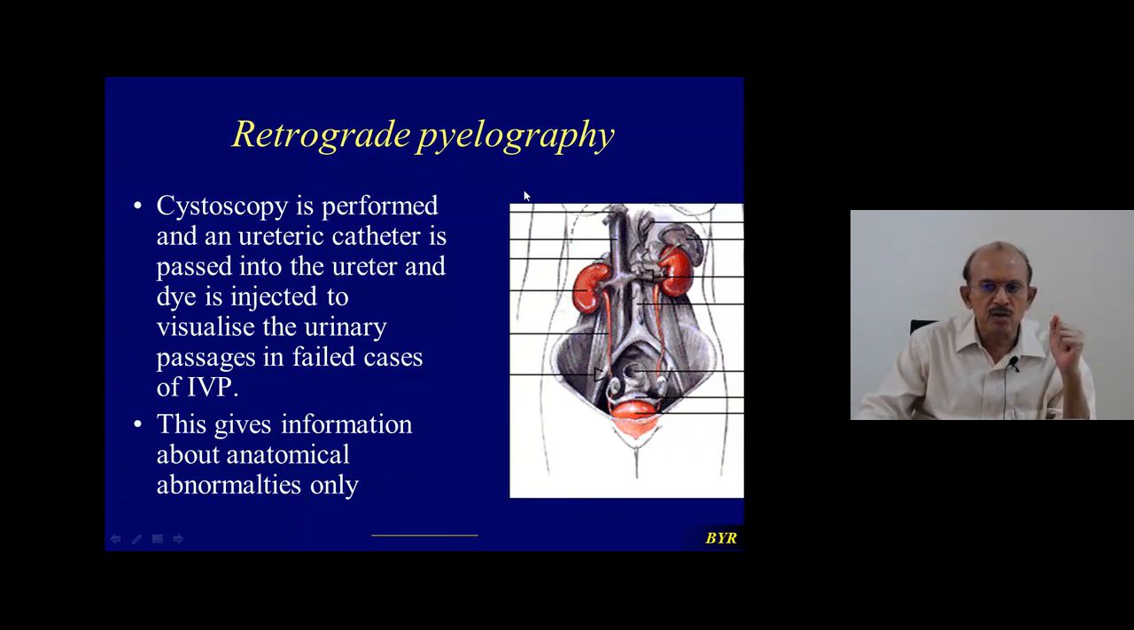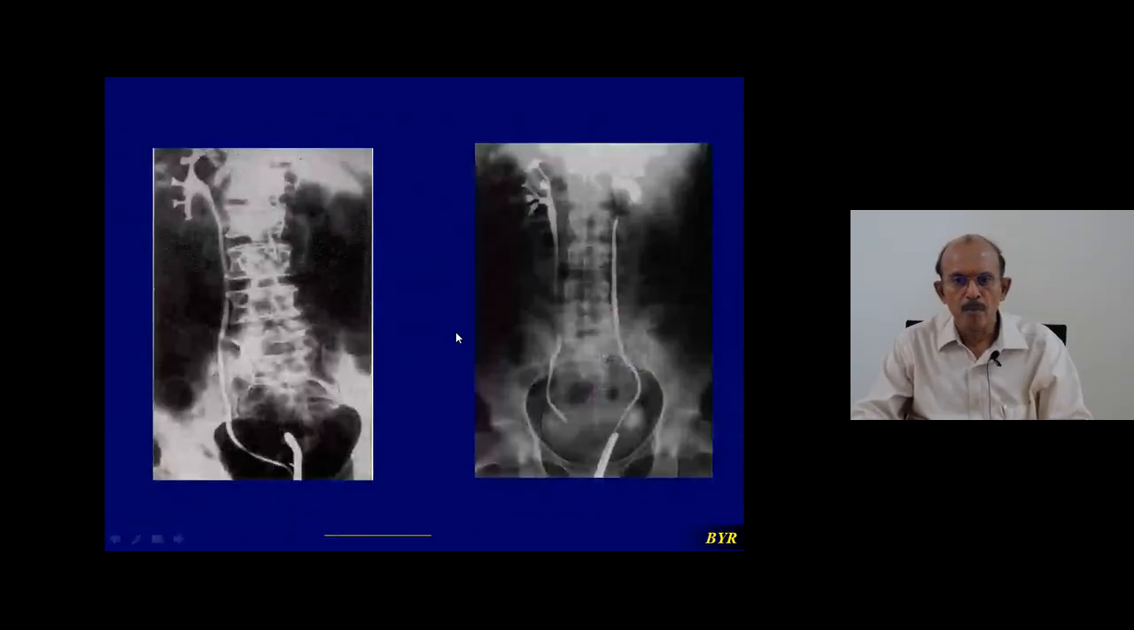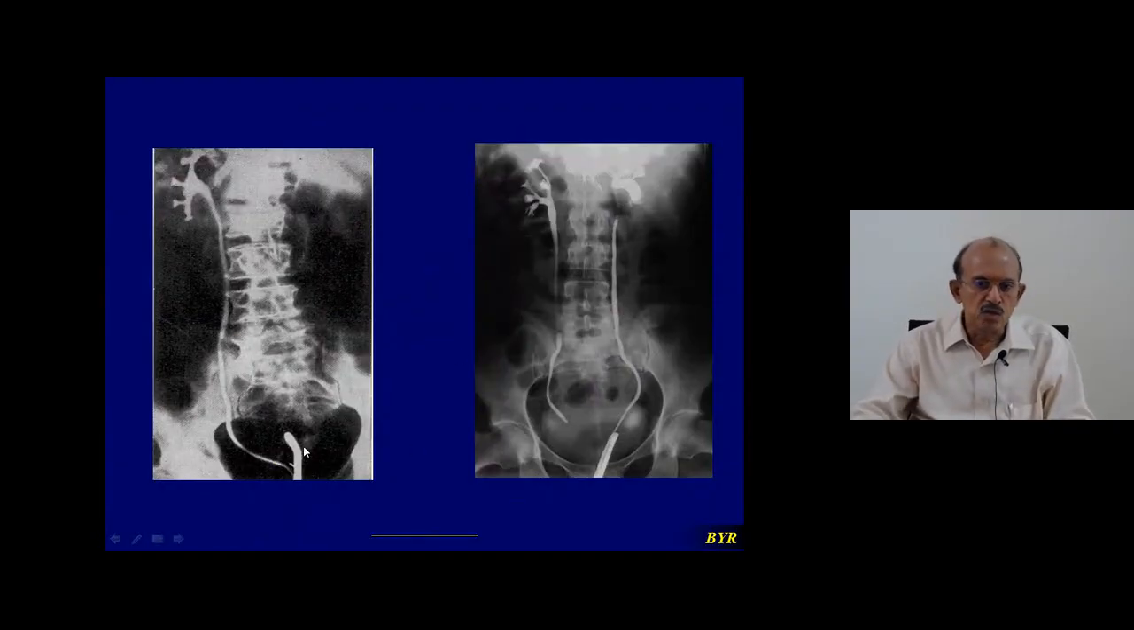So you are not giving it through blood. You are directly injecting the dye into the ureters with the help of a cystoscope. This is called retrograde pyelography. You can see here the cystoscope is in place and the dye is injected here. You can see it filling the ureters. Where IVP is not able to show the pattern, then you go for retrograde pyelography.